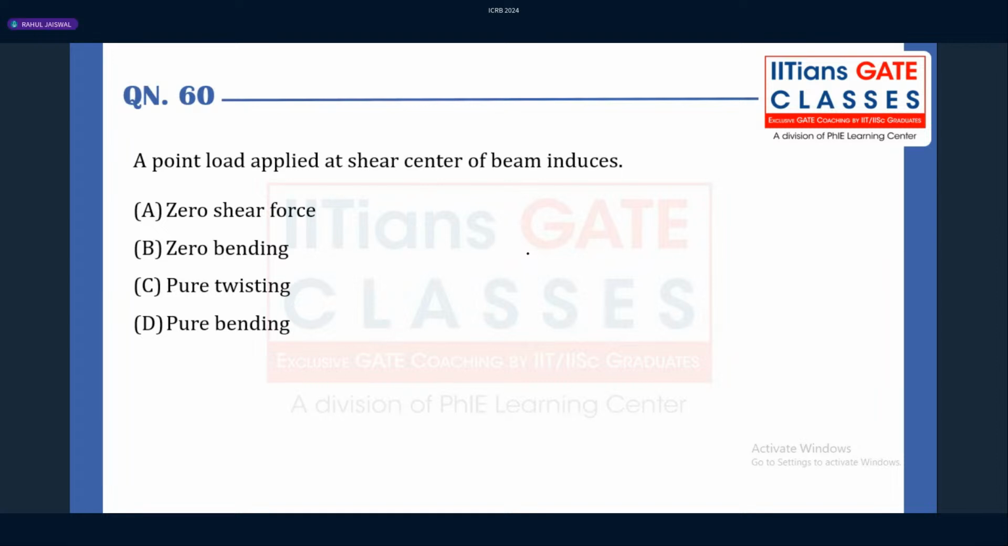A point load applied at the shear center. Whenever we apply the load at the shear center, what will happen, guys? The shear center is the point about which the member is subjected to what, guys? Pure bending without any kind of twisting, right? So when the point load is applied exactly on the shear center, there will not be any twisting. There will be only bending, guys. So this would be correct.